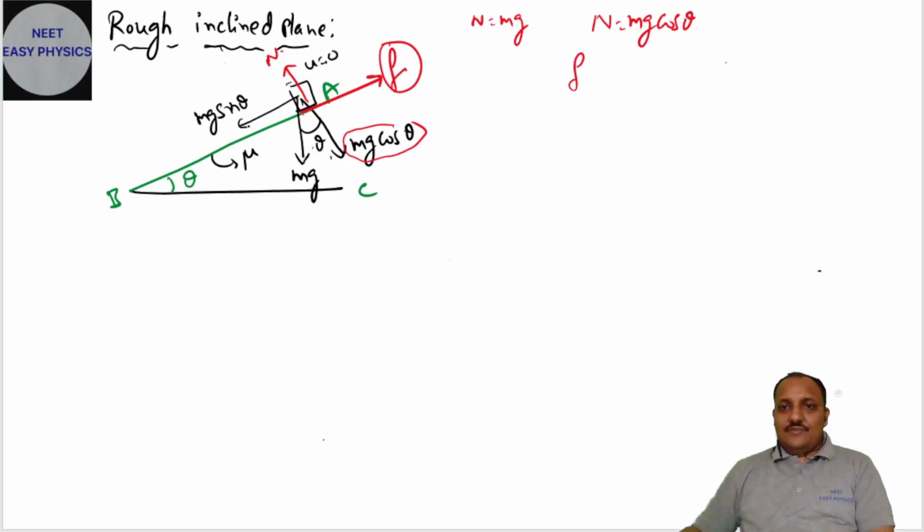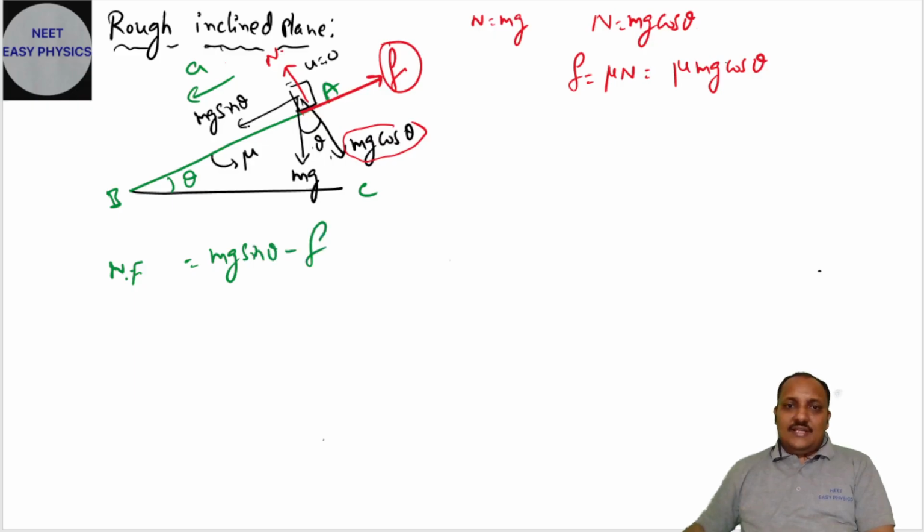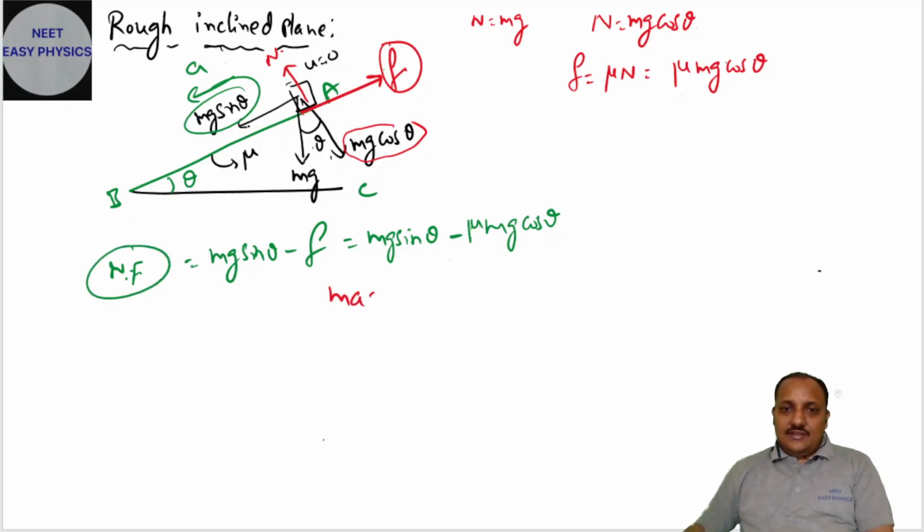Now, what is the frictional force? Frictional force is always mu N, mu mg cos theta. Now, the object is moving downwards with acceleration here. Therefore, net force, how are we going to write? mg sin theta minus frictional force. mg sin theta minus, what is frictional force? mu mg cos theta. So, according to Newton's second law, net force we will write as ma.